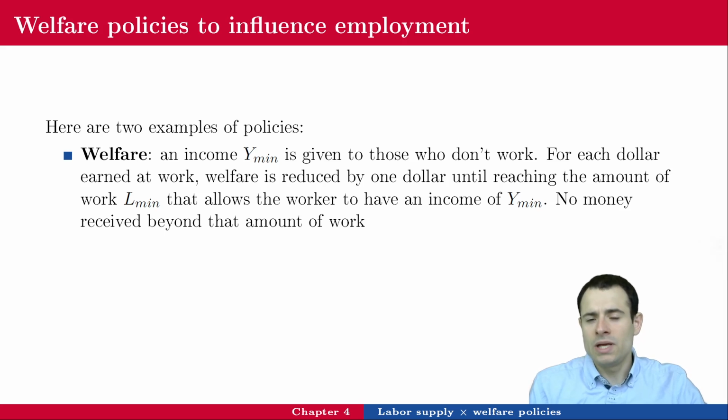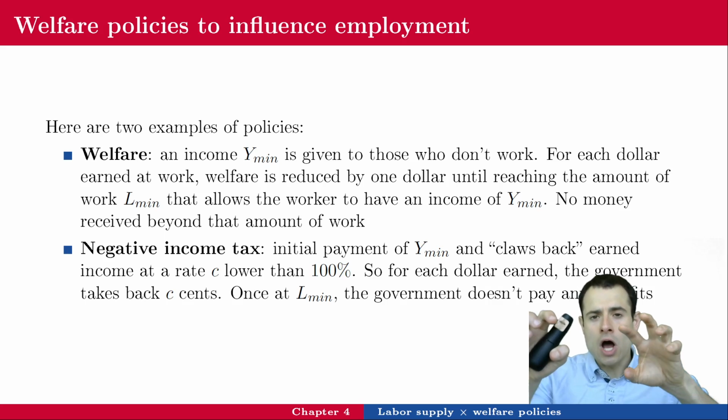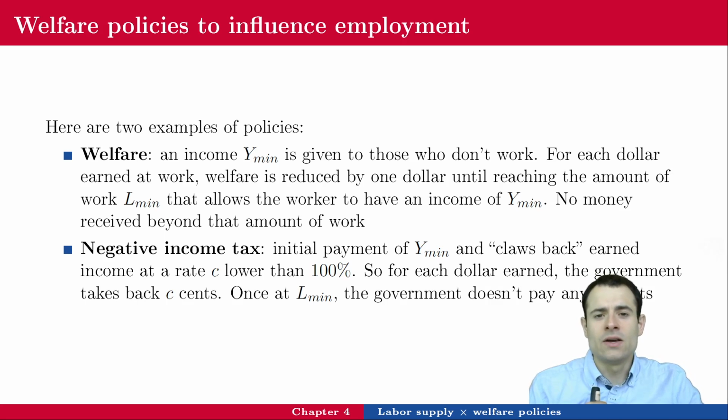The second policy I will be talking about is negative income tax. The initial payment is the same, Y min, but for every dollar that is made on an hour of work, the government doesn't take the full amount back, but rather claws some of it back. So on each dollar made, the government takes C cents back. Once at L minimum, once the worker is working enough to make $1,000, the government doesn't pay any benefits anymore.